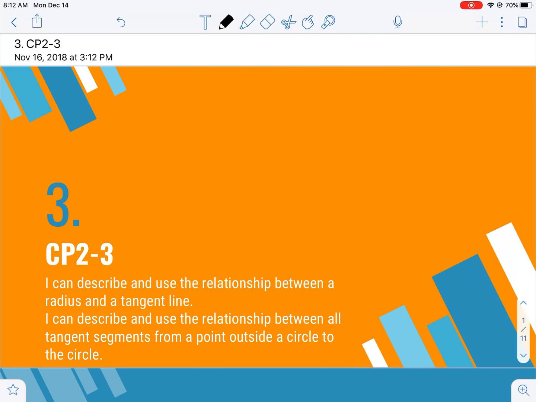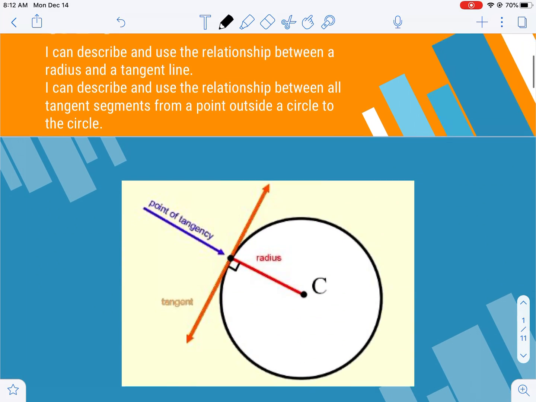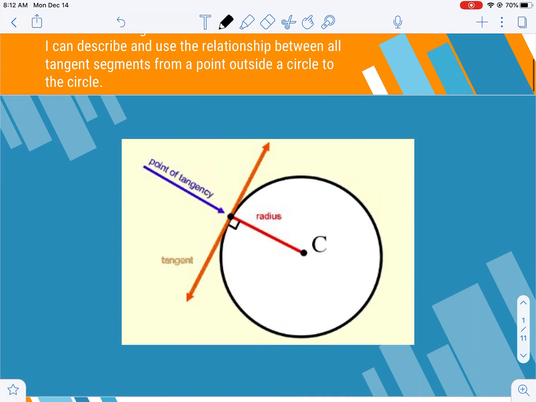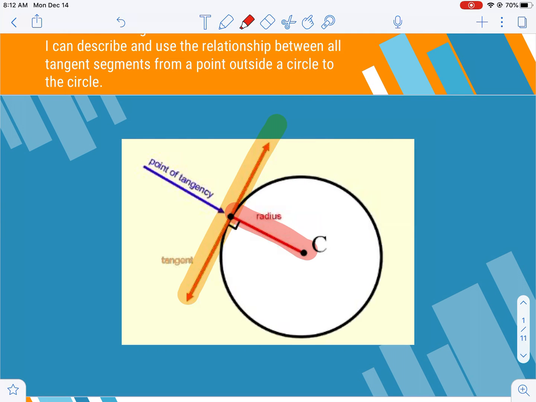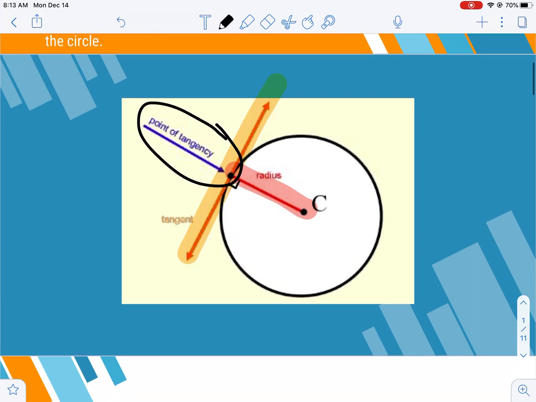On CP2-3, we're going to explore the relationship between a radius and a tangent line, and the relationship between two tangent segments from outside of a circle to the edges of a circle. So when we're thinking about a radius and a tangent line, if I've got my tangent here and my radius here, and they are meeting at one point, we're calling that point the point of tangency. Okay, so when we use that phrase, that is what we are talking about.